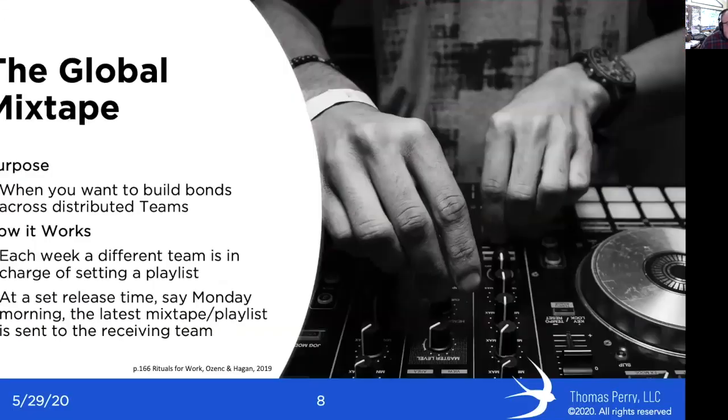Thank you. So the next one's called the Global Mixtape, and the idea here is building bonds across distributed teams. Each week, a different team is in charge of creating a music playlist, and at a fixed time, say Monday morning, you release that mixtape to the other teams. It can be anything you want, and it's a chance to share your team's expression, whatever you've put together, with other teams.